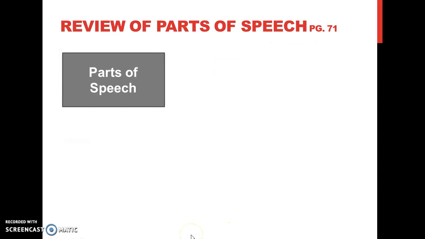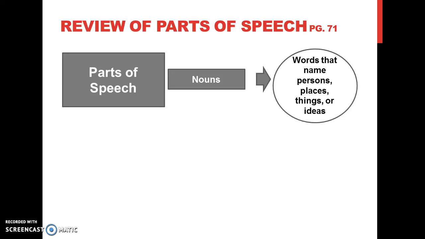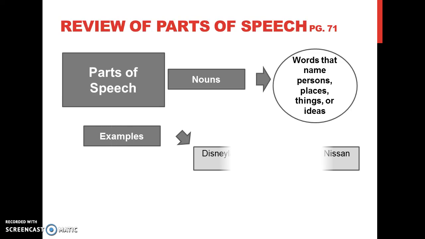So we're going to do a quick review, and you can follow along with me in your unit on page 71. You're going to see all kinds of different parts of speech, and so go ahead and follow along with me as I go through what's most important at the moment, which is nouns. So a quick review. Nouns are words that name persons, places, things, or ideas, such as, a couple examples, Disneyland, dogs, violence, car, Nissan Altima. So just to quickly mention a couple things.